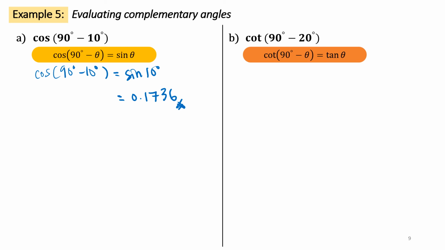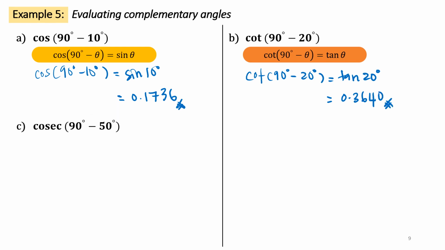For question B, we have cotangent of 90 degrees minus 20 degrees, and according to the formula, we have cot 90 degrees minus theta is equal to tangent theta, where our theta is equal to 20 degrees. So we can just rewrite this as tangent 20 degrees, and we just put that into our calculator and we will have 0.3640.